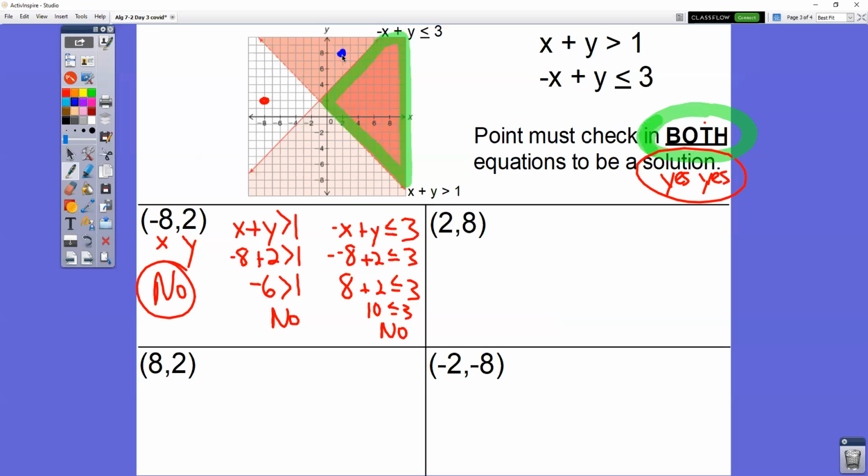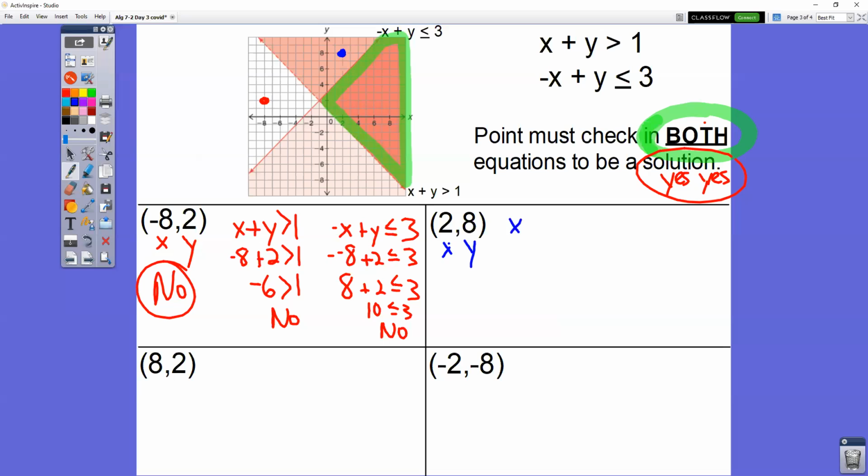So looking at this blue point, the blue point is in the shaded area for one equation, but it's not in the shaded area for the other equation. So is it a solution? No, it's not. What's going to happen when I sub it in is that I'm going to have one yes because it's in one of the shaded areas, but I'm going to get one no because it's not in the other shaded area. So let's go and sub in a 2 and an 8.